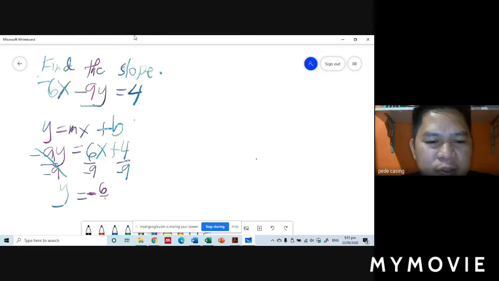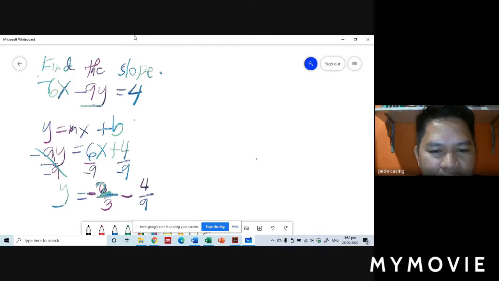But since this is reducible, 6 over 9 can be reduced. It can be divided by 3. So this will become 6 divided by 3 is equal to 2. So that's 2 there, over negative 9, or just 9 because we already have the negative. 9 divided by 3 is 3. This will become plus over negative. It becomes negative because they are unlike signs. 4 over 9. The 4 cannot be divided by 3.